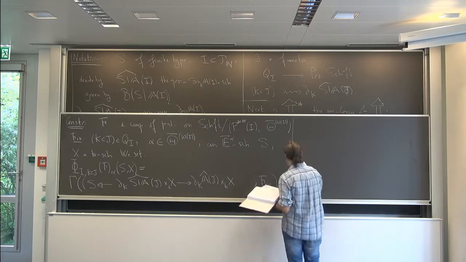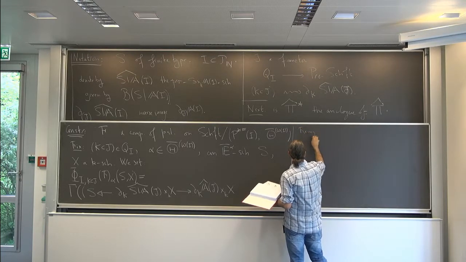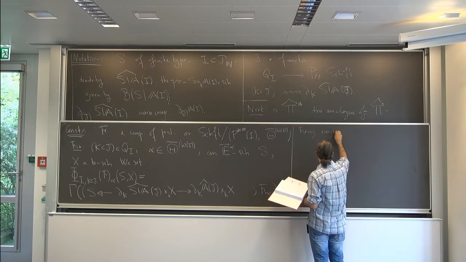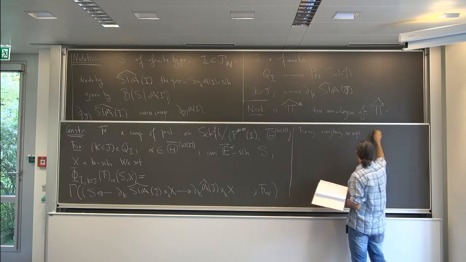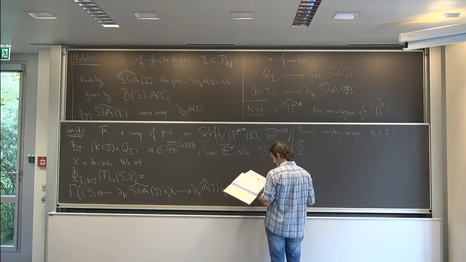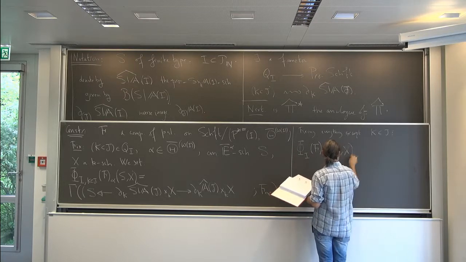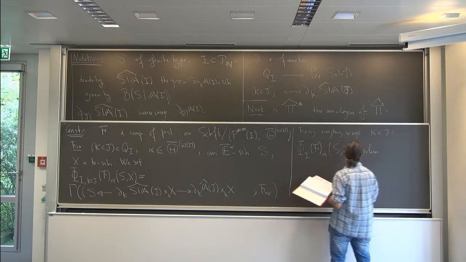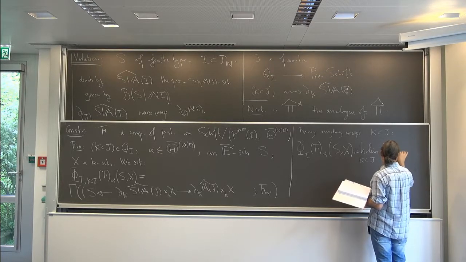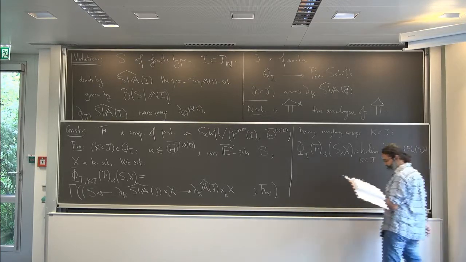Now fixing everything except K inside J, we can define phi I F alpha S X to be the homotopy limit over K inside G of the phi I K inside G, and so on. So what is this?